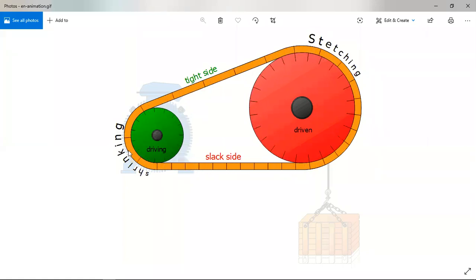Shrinking takes place, and when you cut the length of this belt into small parts, shrinkages happen. Here the tight side is the pulling side, so the tension is high. To show that tension is high, the distance between these two vertical lines is larger compared to here. This is the slack side and this is the tight side, meaning tension on this side is going to be less.